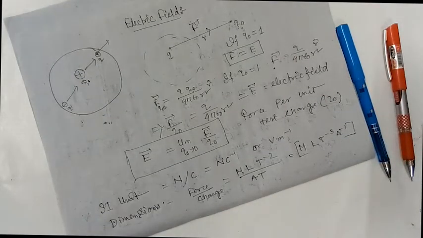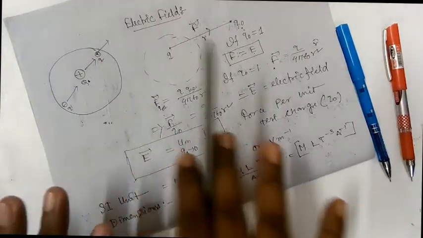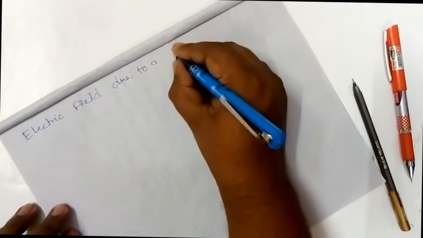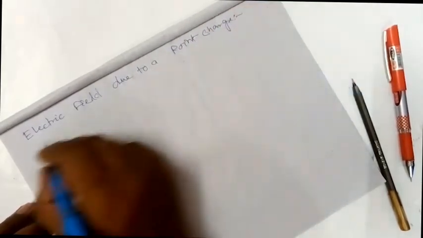Now our target is to find the electric field for a point charge. I think what electric field is, is clear to you. It is the space around the charge, and we are able to measure it somehow by this process. So next our target is finding the electric field due to a point charge. How can we find the electric field due to a point charge?